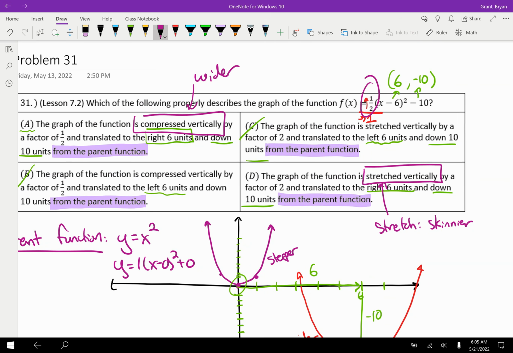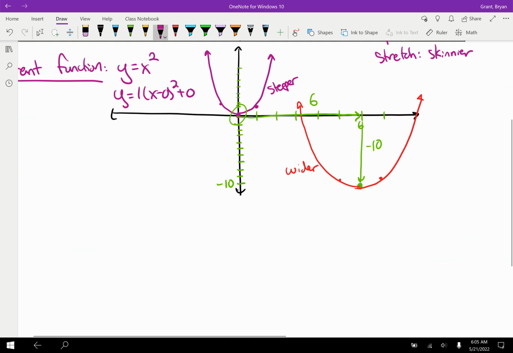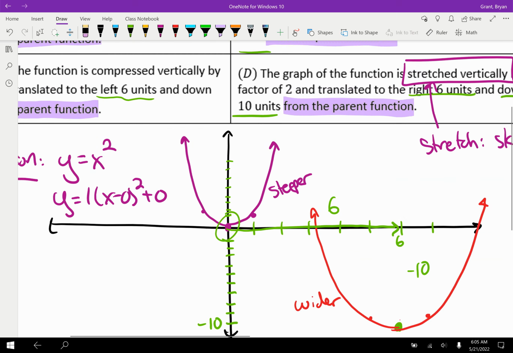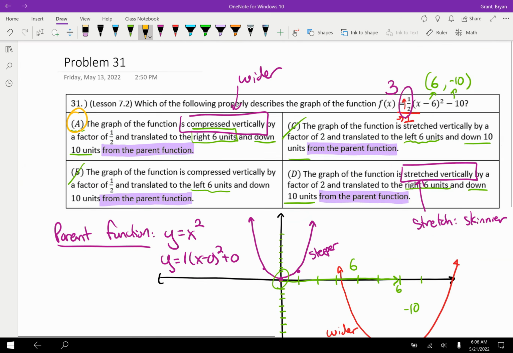And our graph will get wider anytime you have a number less than 1 in front of x. Less than 1 means the graph goes up slower, so it is wider. If this number was larger than 1, let's say something like 3 instead of 1/2, then my graph would go up 1, 2, 3 over 1, up 1, 2, 3 over 1, and look how my parabola would change. That would be stretched vertically, right? It would be skinnier. But mine was not. Mine is wider, and so the correct answer is that my graph has been compressed vertically and shifted to the right 6 and down 10 from the parent function.